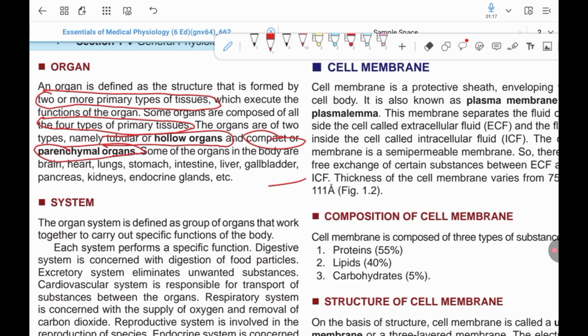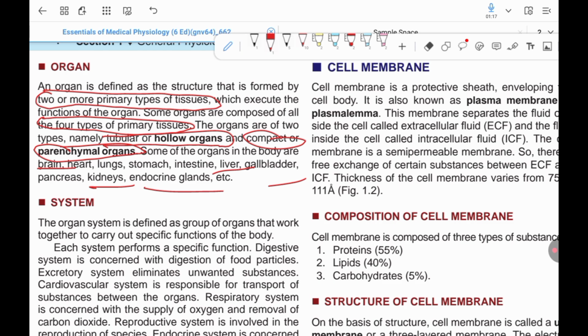Examples of compact or parenchymal organs are the liver, the brain, the kidney, and endocrine glands. Basically, what do compact or parenchymal organs mean? There is no space and no cavity in that organ. So these are the compact or parenchymal organs.